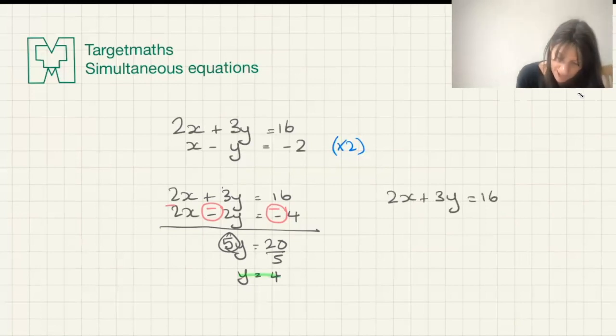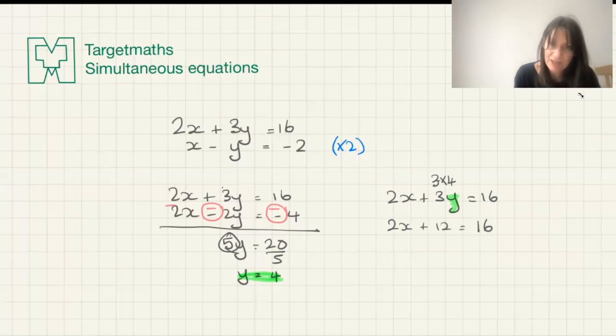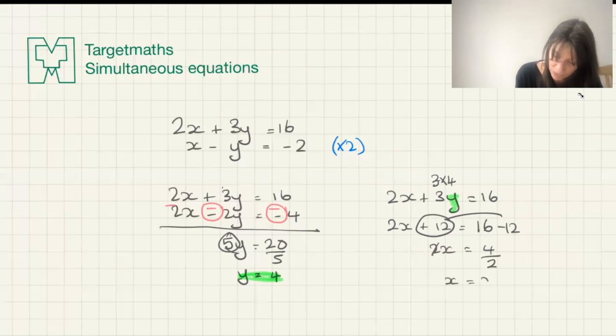So if my y is 4, I've got 3 lots of 4. Whoops, 3 times 4. So I've got 2x plus 12 equals 16. And then I can go on and finish this off. So take off the 12, 2x is equal to 4, divide through by the 2, and x is equal to 2.